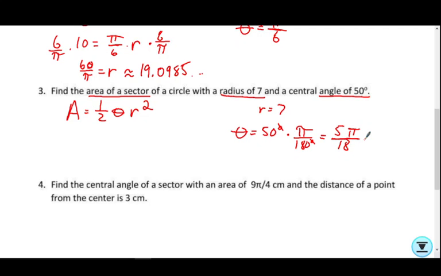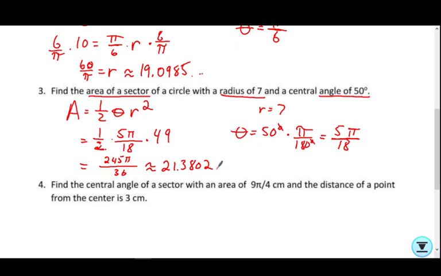Now we just plug in. So we get 1/2 times 5 pi over 18 times r squared, which is 49. Then we multiply straight across, so 49 times 5, which is 245 pi, and then 18 times 2, which is 36. So that's our answer, which, if you want to approximate, is 21.3802. So again, nothing too crazy, nothing too difficult.